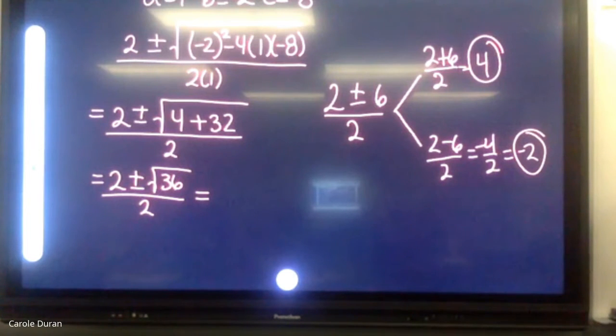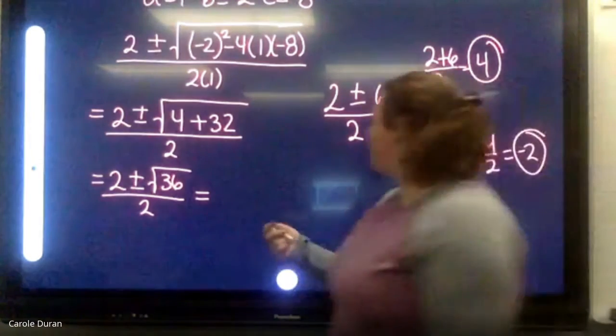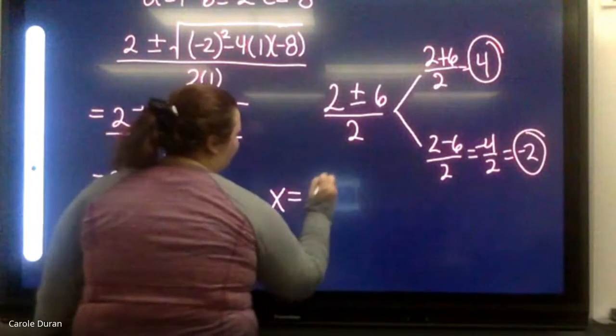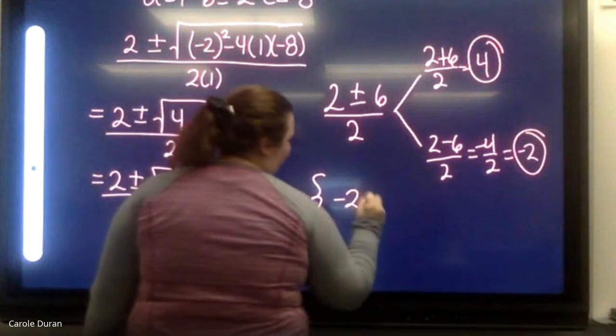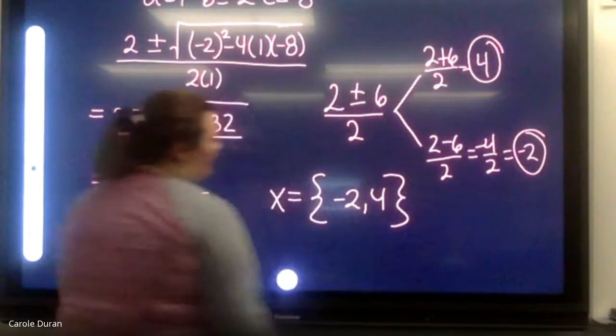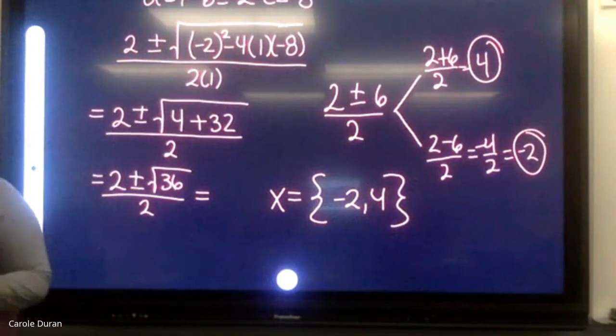Where do I put solutions to a quadratic like this? Those go in the brackets. In the curly, beautiful brackets. Just brackets. There you go. Negative 2 and 4.